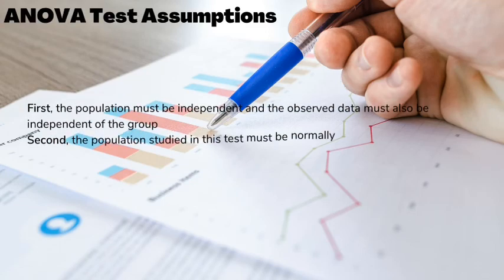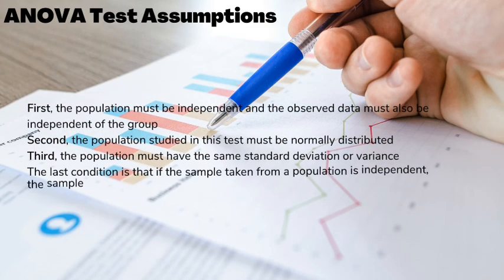Next is ANOVA test assumptions. First, the population must be independent and the observed data must also be independent of the group. That is, each sample is not related to other samples. Second, the population studied in the test must be normally distributed.